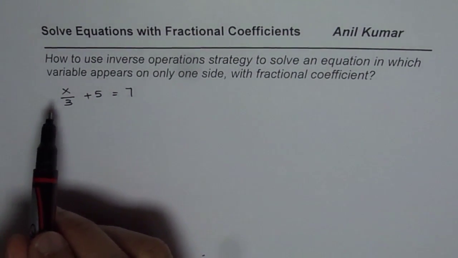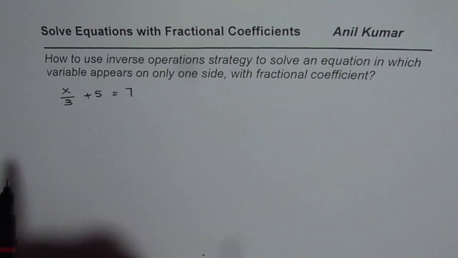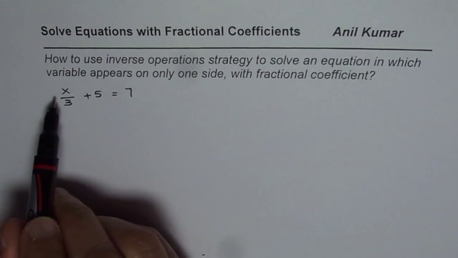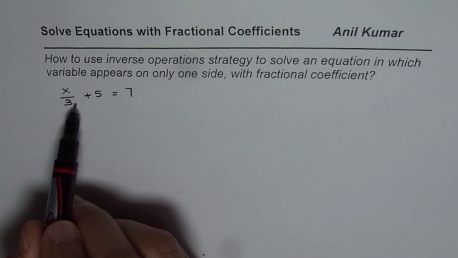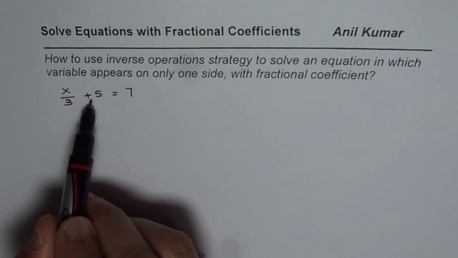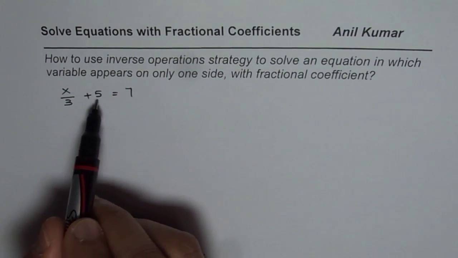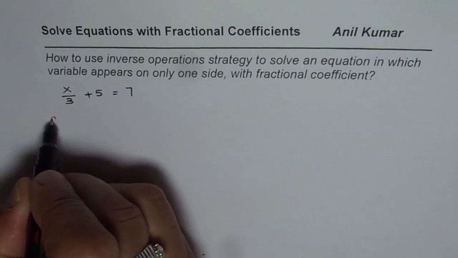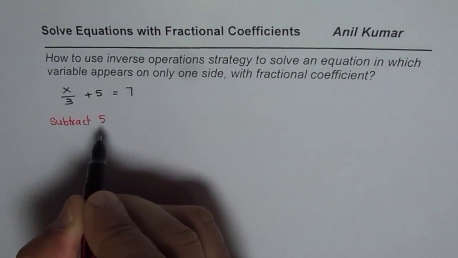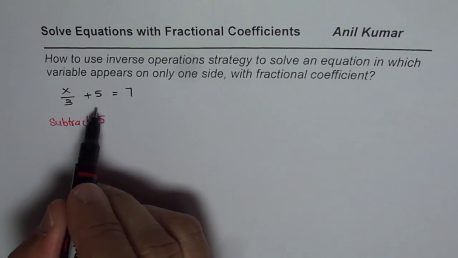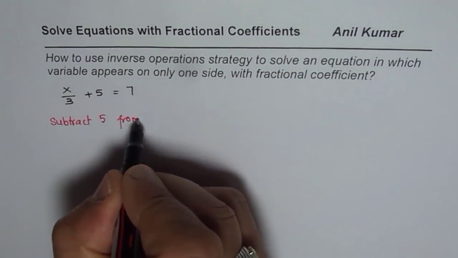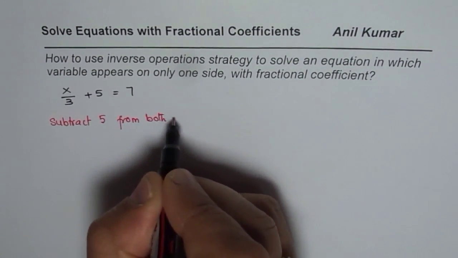Now solving an equation means isolate x. So if we have to isolate x, we have to get rid of these two numbers from the left side. So we'll do the inverse operation to begin with. First thing we should get rid of is this plus 5, which we can do by subtracting. So the first step should be subtract 5, right? And whatever you do on the left side is to be done on the right side also. So subtract 5 from both sides, right? So that is the first step.